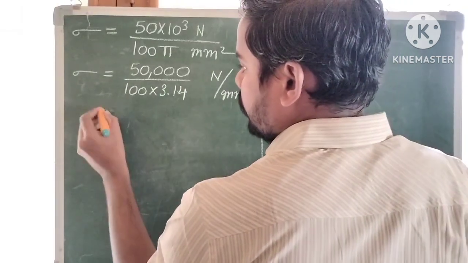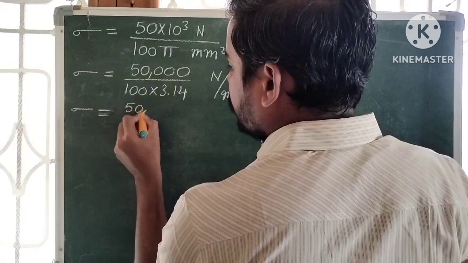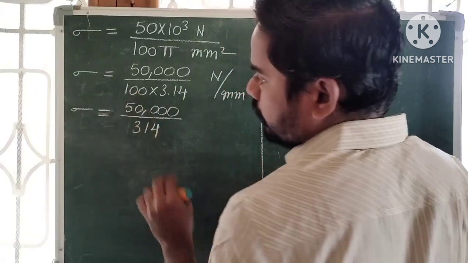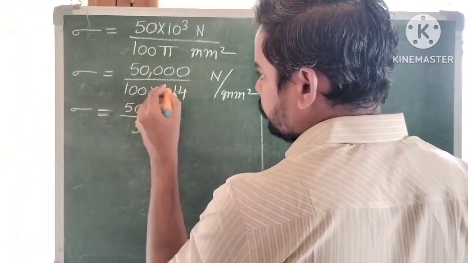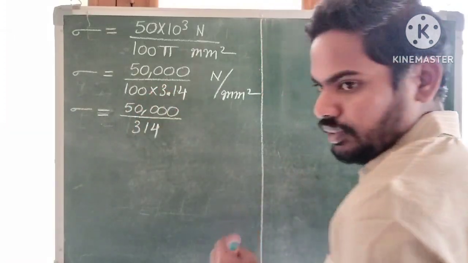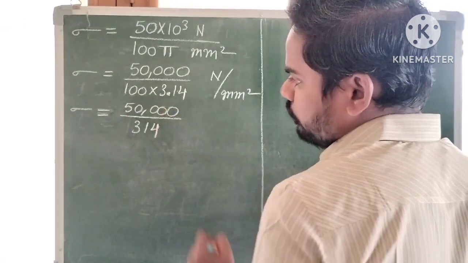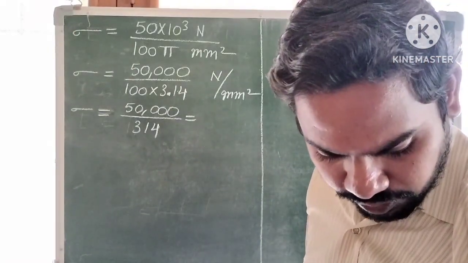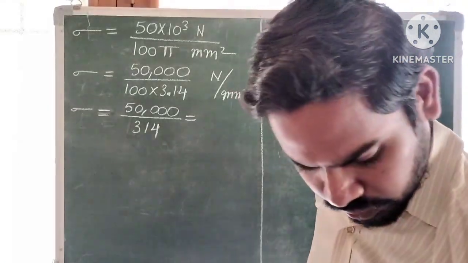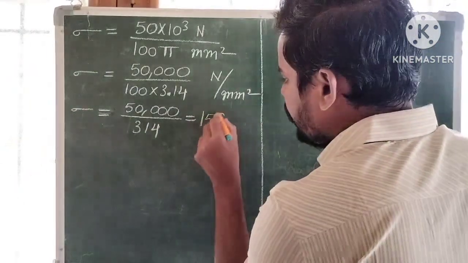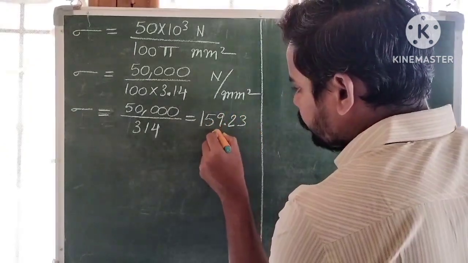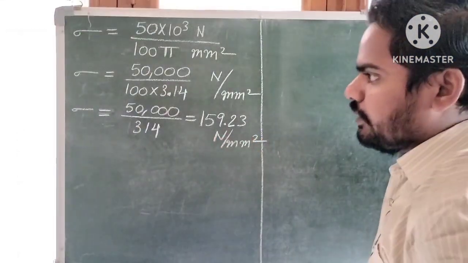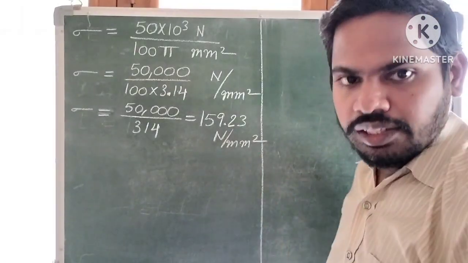So, let's calculate this value. 50,000 by 100 into 3.14, 314. Here two zeros are there. So, we have to move this decimal point to the right side, two places. So, you will get 100 into 3.14, 314. You can use scientific calculator. So, for calculator you will get 50,000 by 314. You will get 159.23 Newton per mm square. So this much stress developed in this mild steel bar.